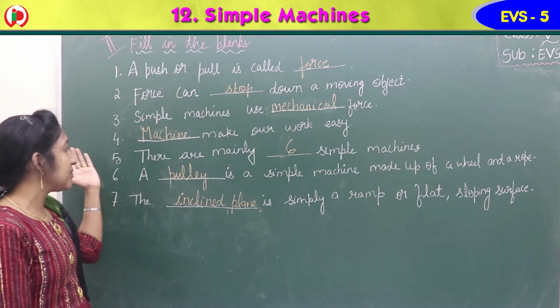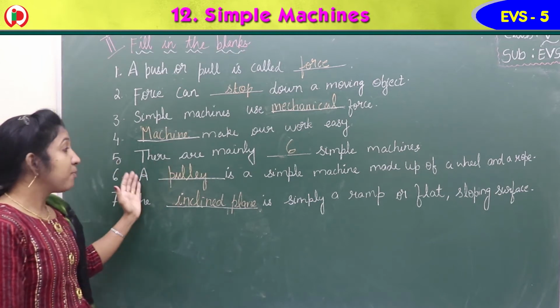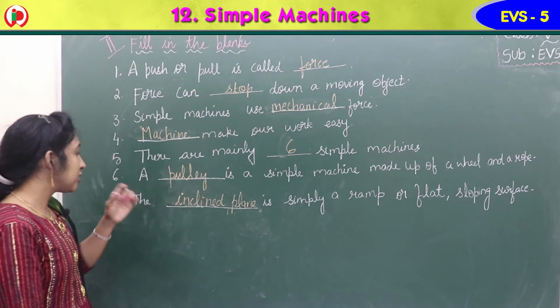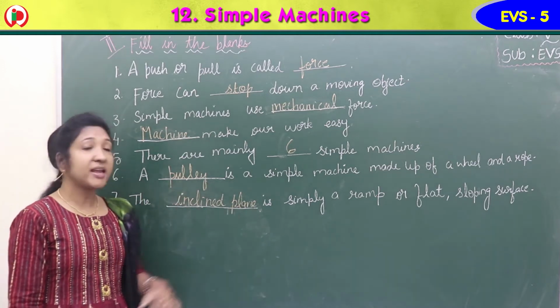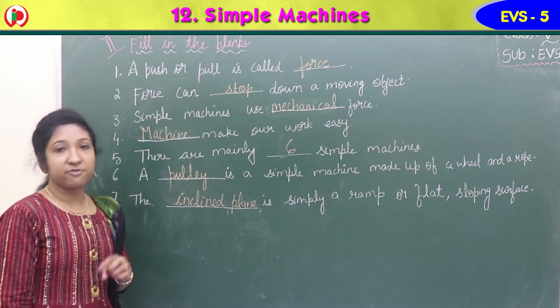Machines make our work easy. There are mainly 6 simple machines. A pulley is a simple machine made up of a wheel and a rope. The last one, the inclined plane, is simply a ramp or flat sloping surface.